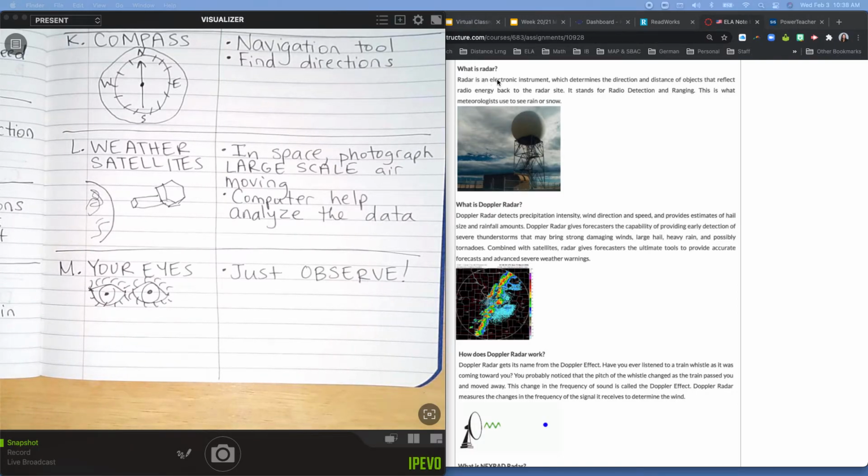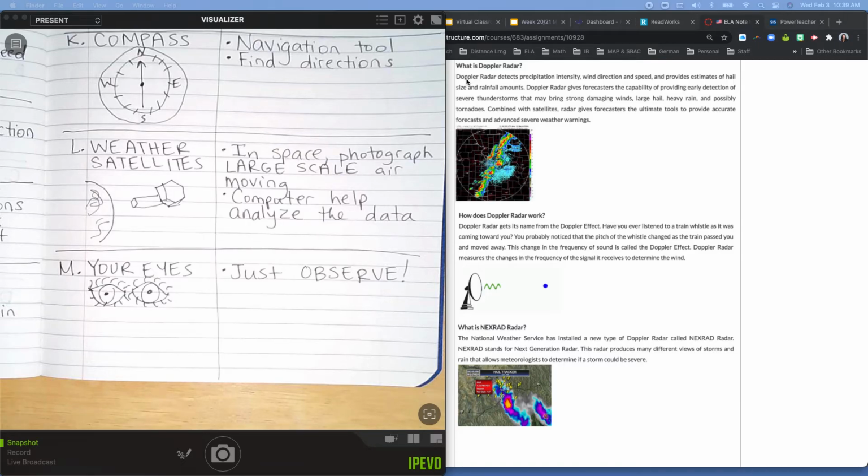What is radar? Radar is an electronic instrument which determines the direction and distance of objects that reflect radio energy back to the radar site. It stands for radio detection and ranging. This is what meteorologists use to see rain or snow. And here's what radar looks like.